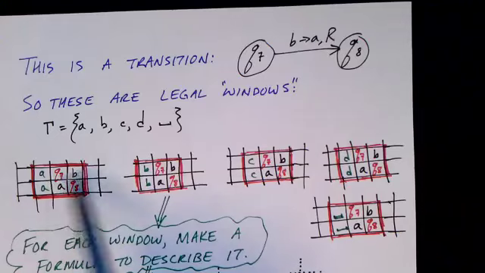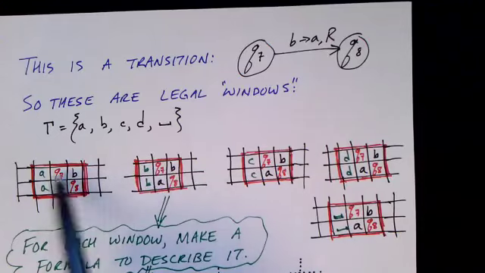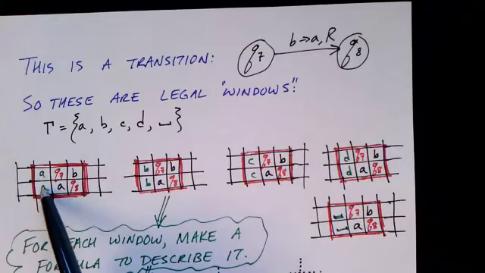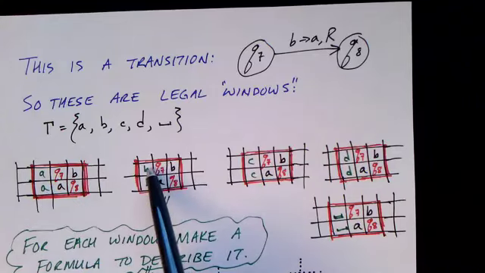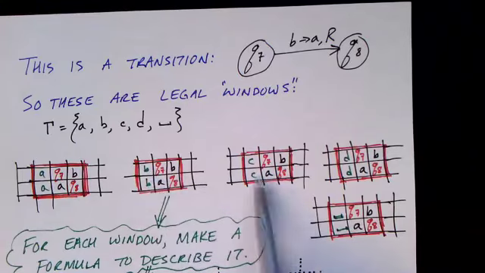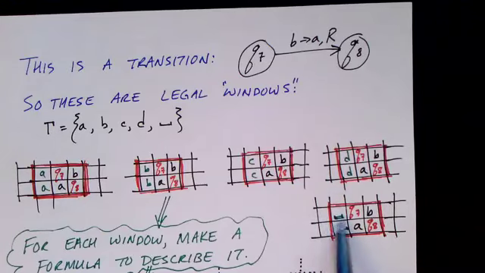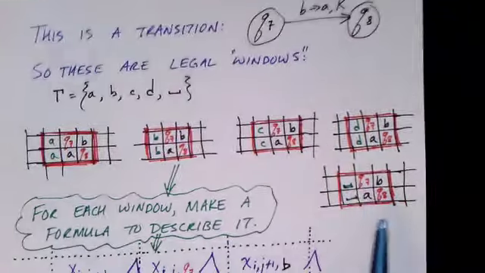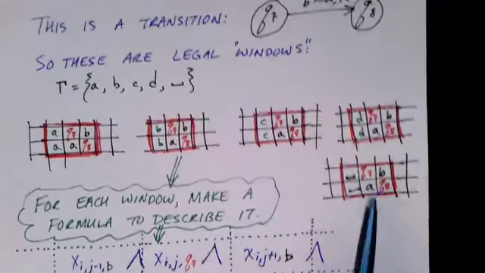So we need to create these windows. If there was an A here, then there better be an A here. If there was a B to the left of the state, then there better be a B down here, or a C, or a D. And I'll include the blank here too.